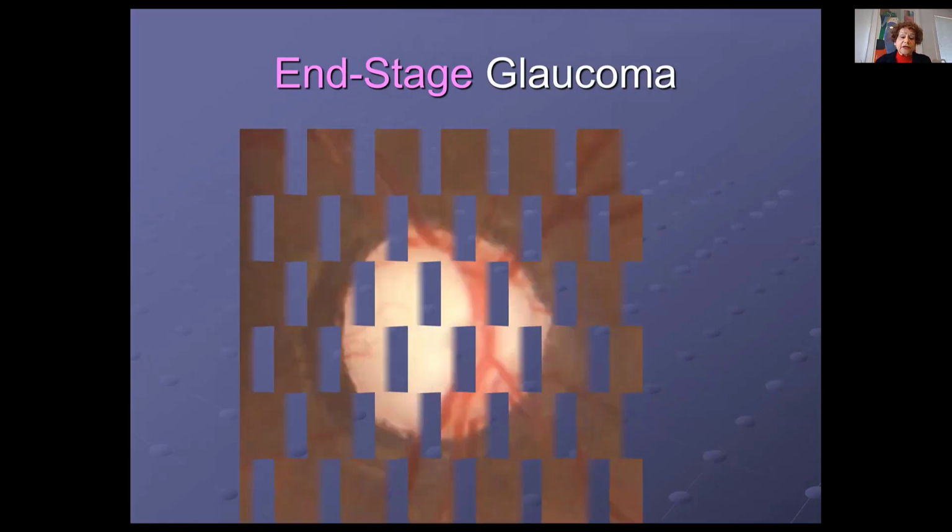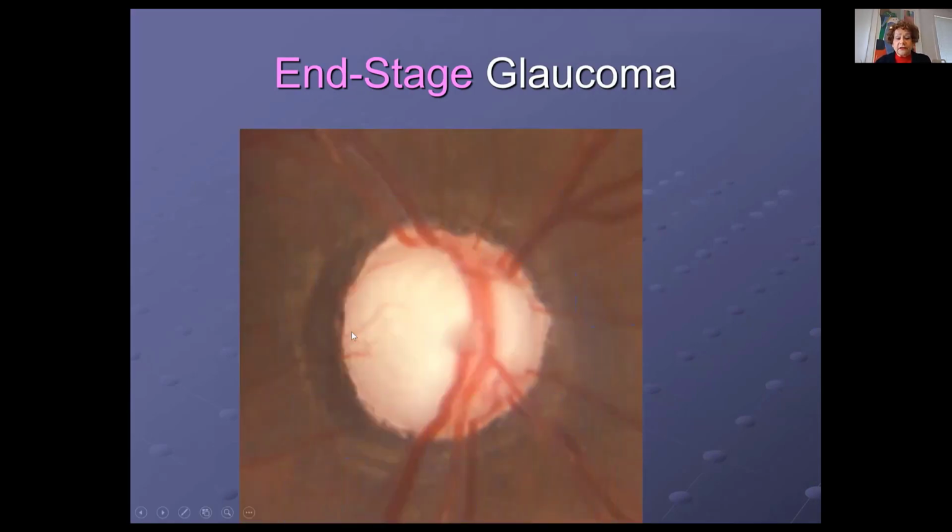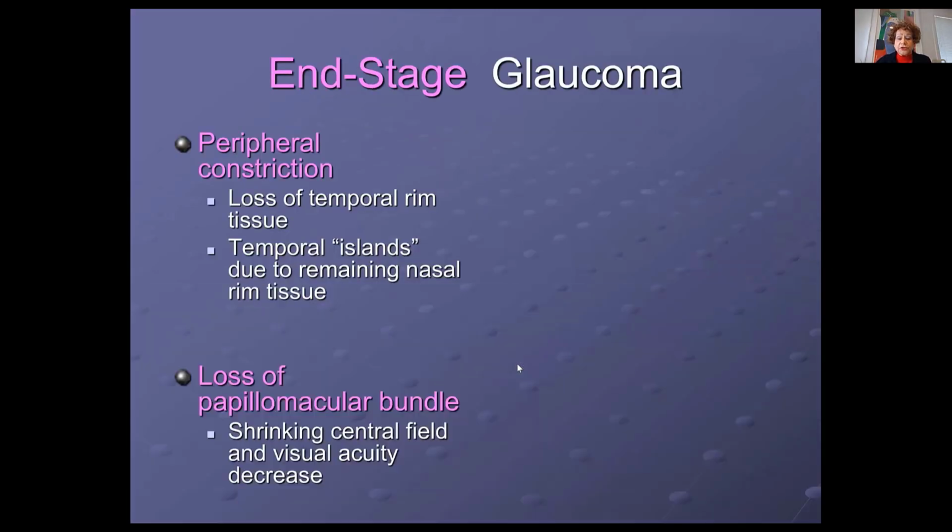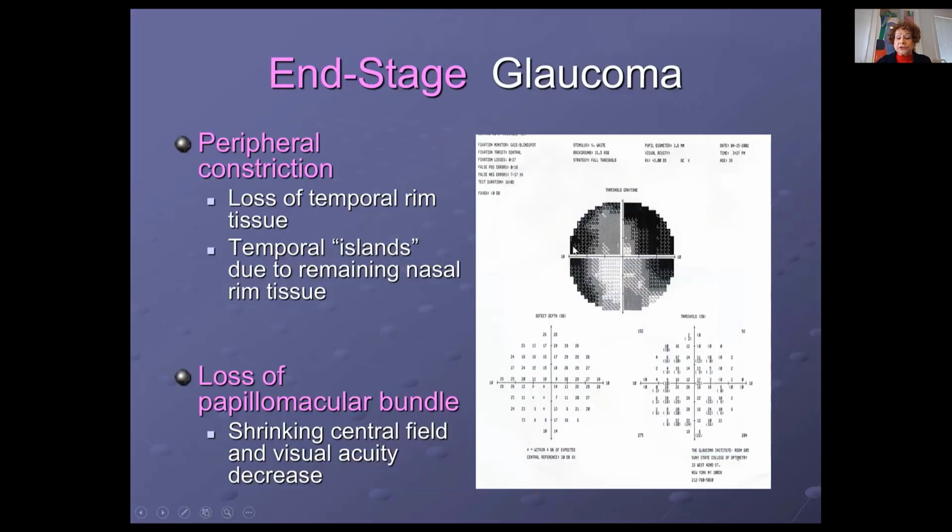And then in end-stage glaucoma, obviously the nerve is completely cupped out, but I think you can appreciate there's a little bit of nasal rim remaining in some of our patients, so that even though the field is constricted, we get some remaining temporal islands of field that persist. And then finally, as the disease progresses, the papillomacular bundle is affected and the patient loses their vision.